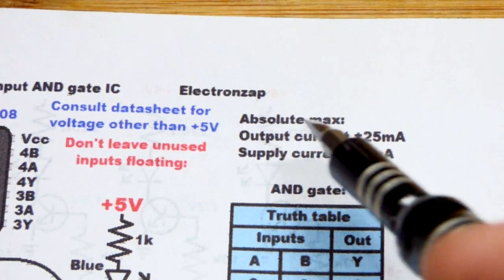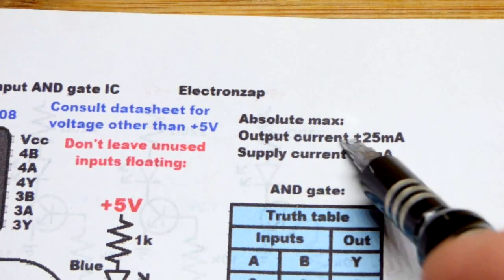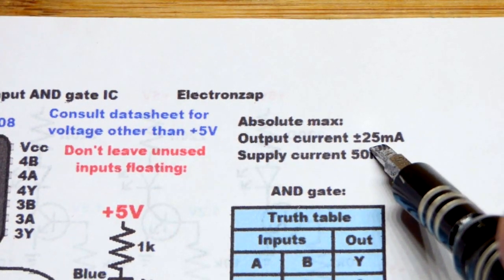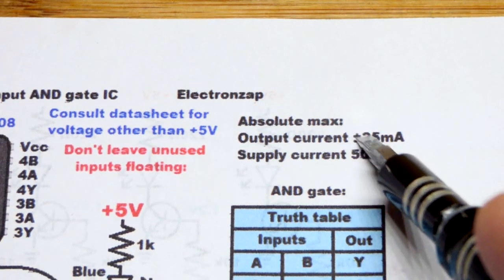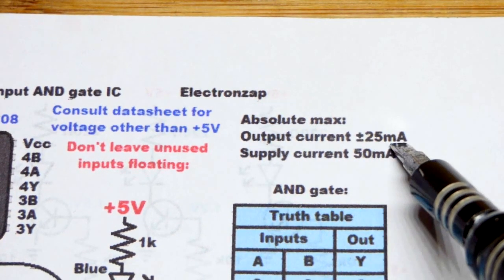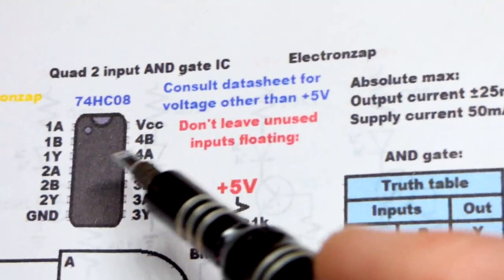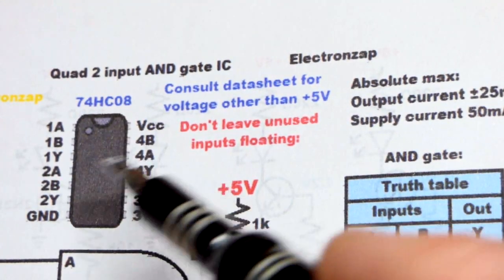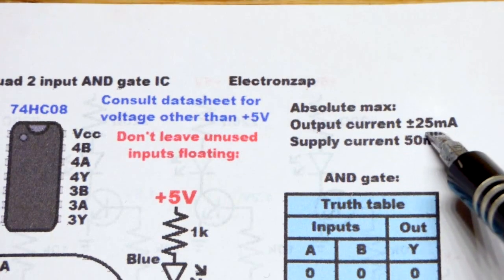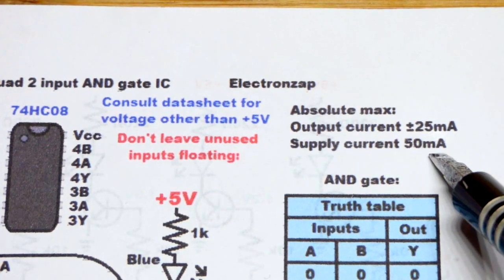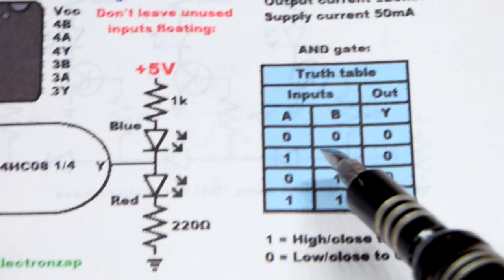The data sheet lists the absolute maximum output current as plus or minus, so that means sinking or sourcing. Plus is sourcing, minus is sinking, 25 milliamps, but a total supply current of 50 milliamps. So there's 4 of these on here. If you're using all 4 of them, you won't want all 4 of them sinking or sourcing 25 milliamps. You get a total of 50 milliamps.